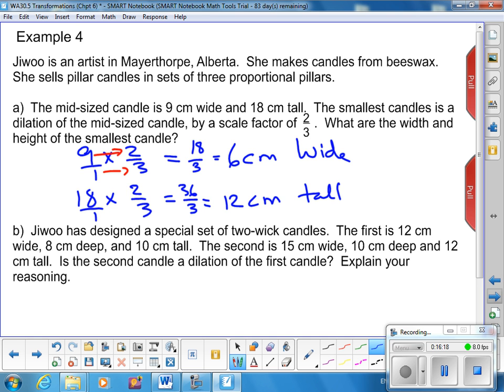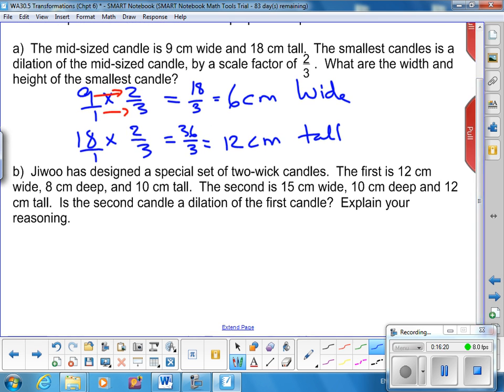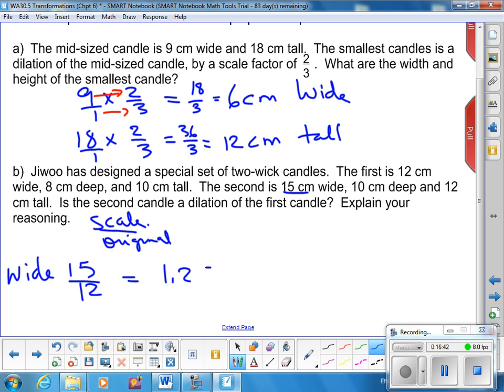So the first one we're going to call the original, and so the second one is the scale. So it's always scale over original to figure out the scale factor. So we have 15 over 12. So this is wide. When we divide that out, we get 1.25. Deep is 10 over 8, and that's 1.25.